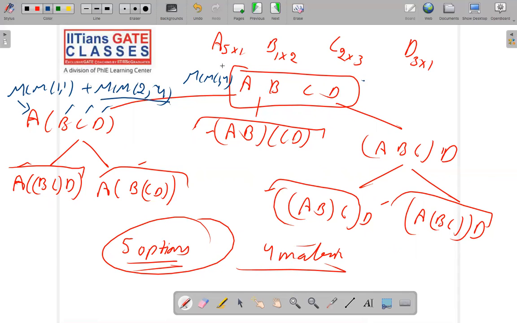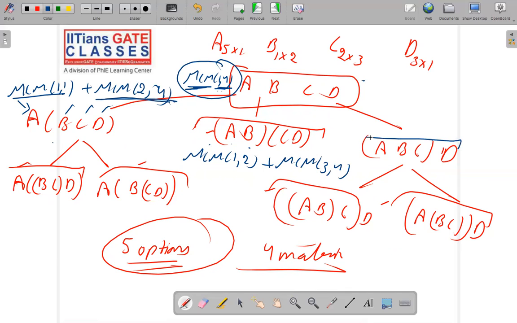So I hope you understand how MCM, the function 1, 4, can have three options: MCM 1, 1 plus MCM 2, 4, MCM 1, 2, the first and second matrix, plus MCM 3, 4, and this can be written as MCM 1, 3 plus MCM 4, 4. Then again, MCM 1, 3 has two options, either this one or this one, two options, right?